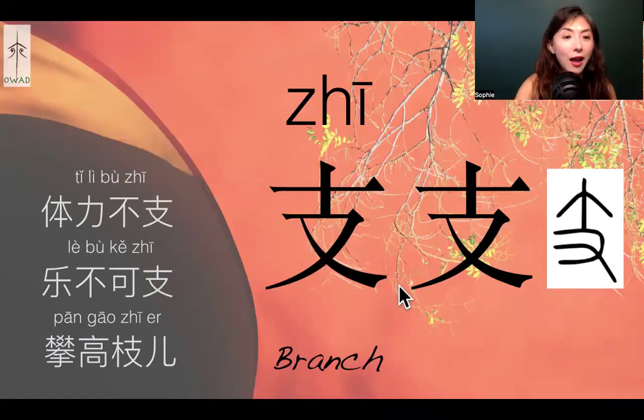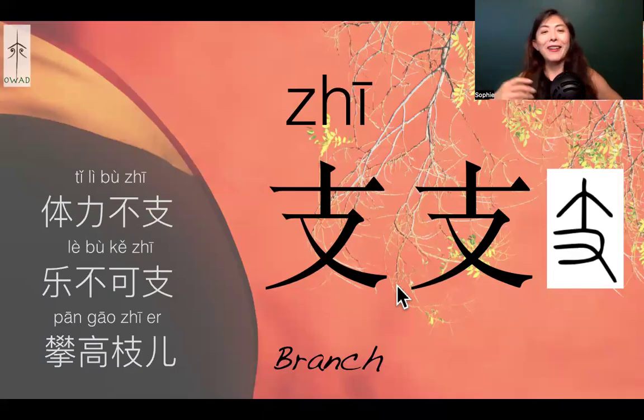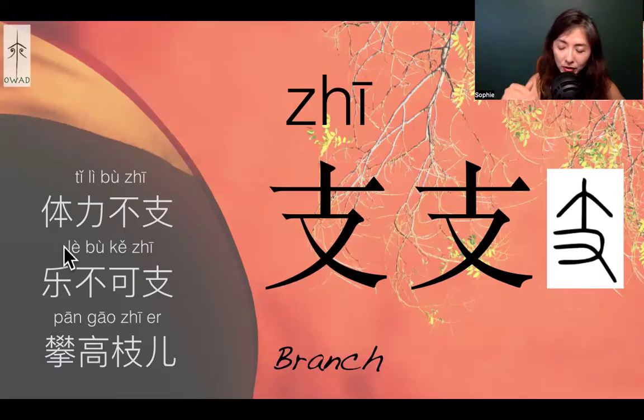So here I'm going to show you examples. 体力不支. Okay, 体, body. In particular, I guess the human body, because here we do have the human figure on the side, and the right side is the root, so rooted humans, that's our body. 力 is the power or strength.